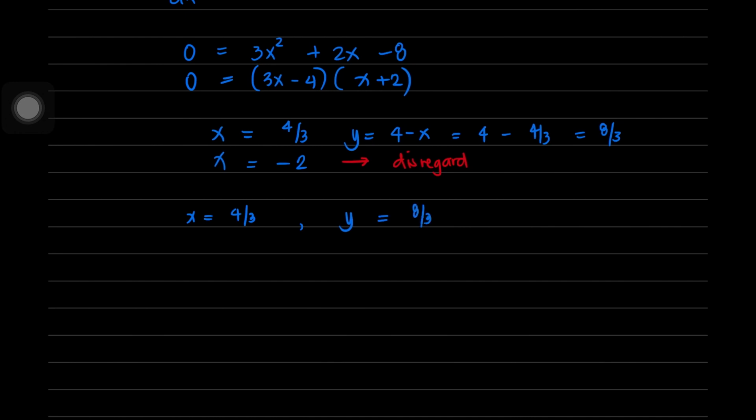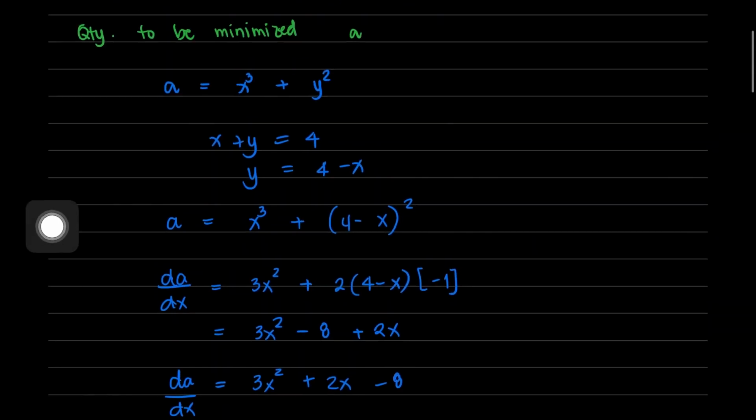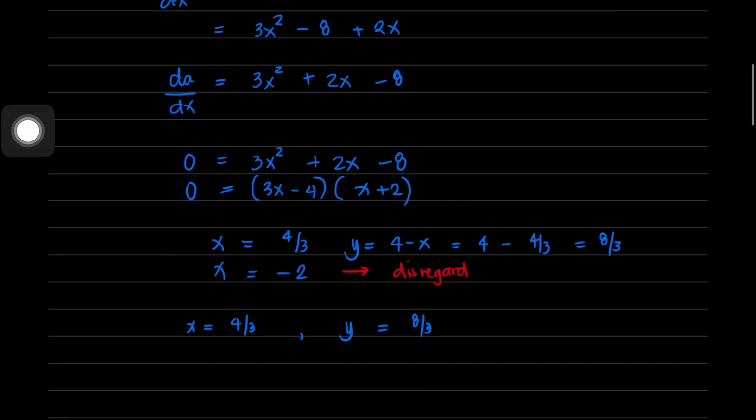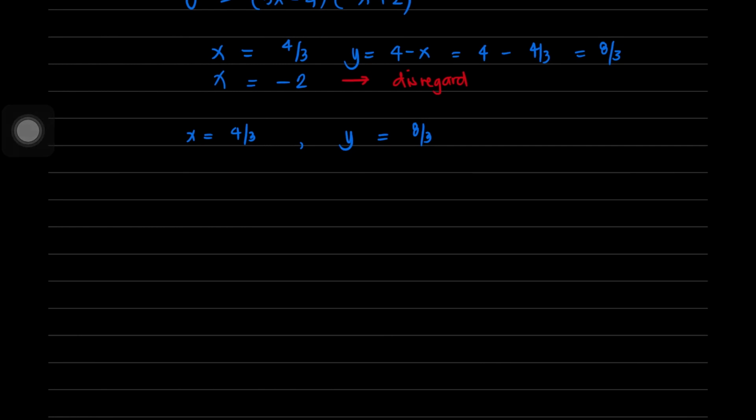Now, this is not yet the final answer because the quantity to be minimized is letter A. And since x and y are already determined, we can now use those values to determine the value of A, which is equal to x cubed plus y squared. So this is now equal to 4 over 3 raised to 3 plus 8 over 3 raised to 2.